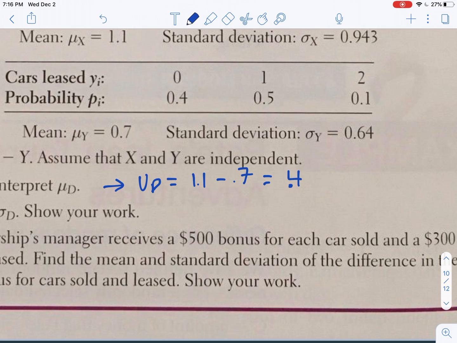So let's say that we're talking about 10 weeks here. That means on average over those 10 weeks, we've sold 4 more cars than we've leased on Fridays. We sell 0.4 more cars on Friday on average, more than we lease typically.